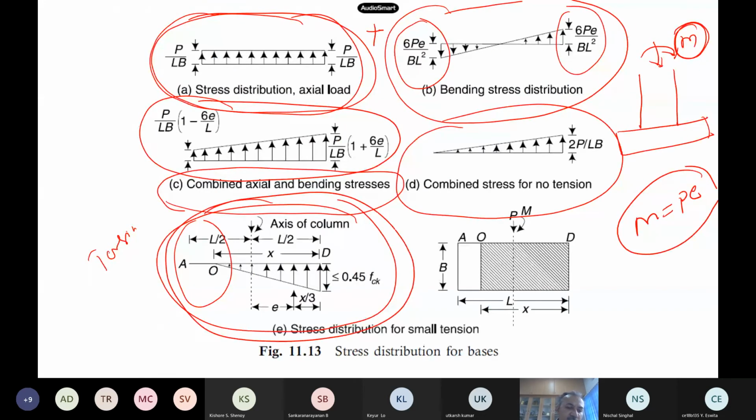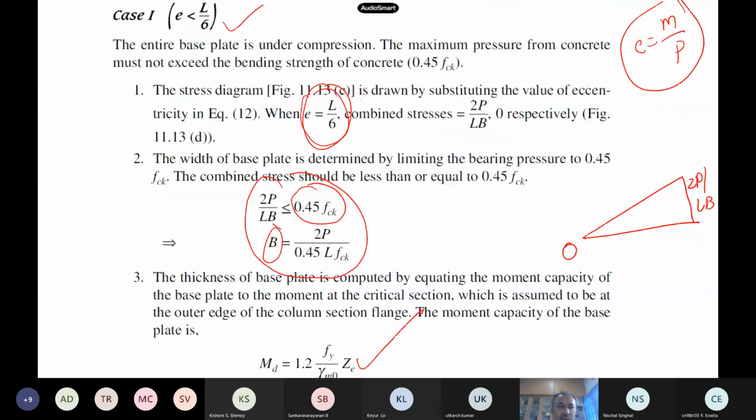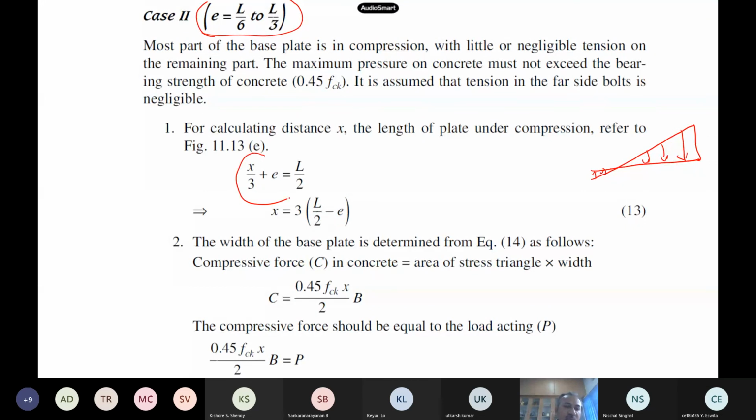Okay, so here the tension is very small. So this is the compression, this is the tension. This is the axis of my column. So x is the region of the base plate which is under compression. So you find out x, and if you find out the centroid and other things, you can calculate easily. So x by 3 plus e is L by 2. So x you can find out easily.